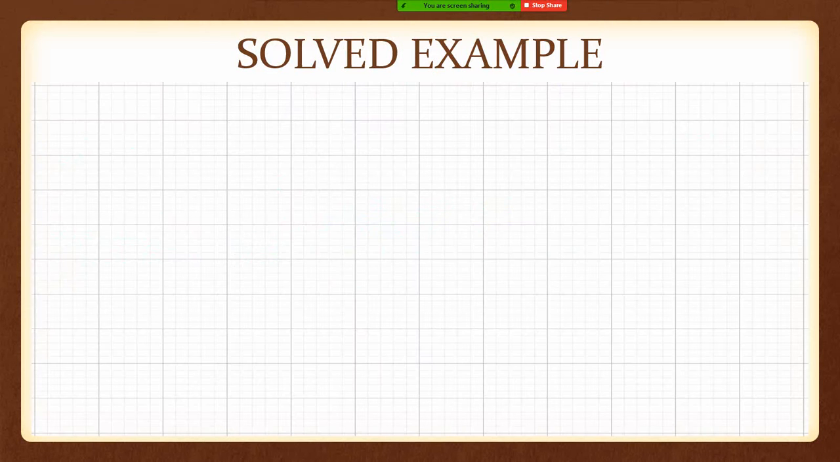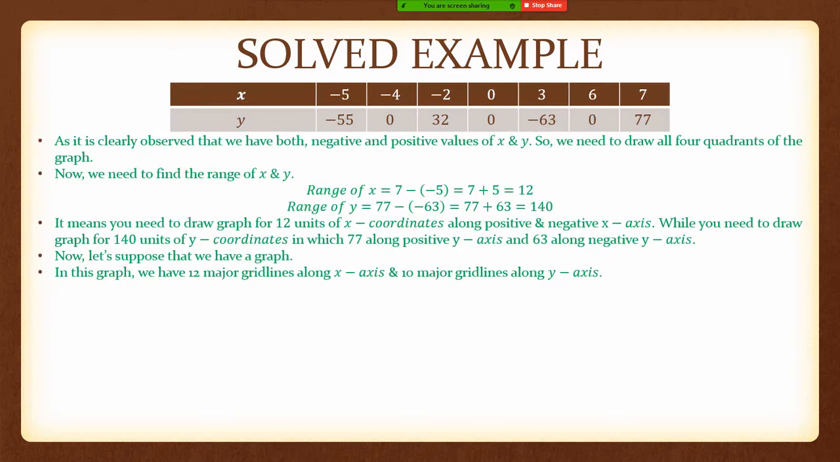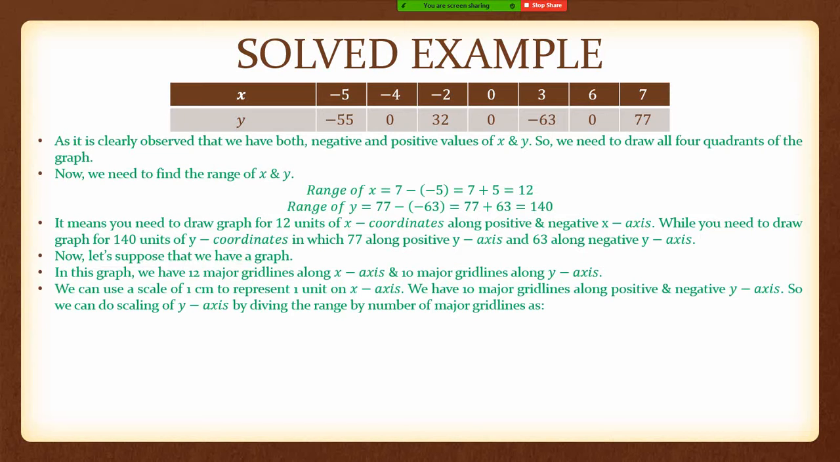So this is your graph paper. Consider it as a centimeter graph. Now, we can use a scale of 1 centimeter to represent 1 unit on the x-axis. The reason behind this is that we have the range of x equal to 12 and the major grid lines along x are 12. So we can easily use the scaling of 1 centimeter to represent 1 unit on the x-axis.